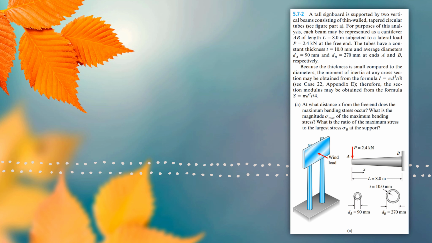At what distance from the free end does the maximum bending stress occur? What is the magnitude of that bending stress, and what is the ratio of the maximum bending stress to the largest stress at the support? So it's asking a lot of questions about bending stress, so we can already know that we're going to be using this equation here, because I is given to us, Y is our outer diameter divided by 2, and M is just going to be that P load times our X distance, because it's going to be as a function of X, so we can't just multiply it by L.